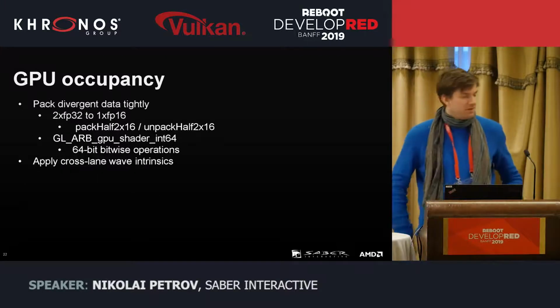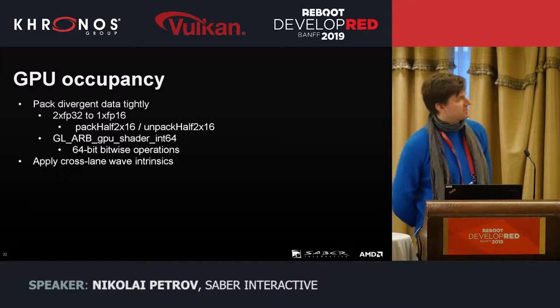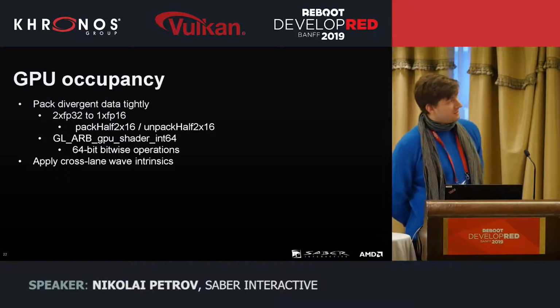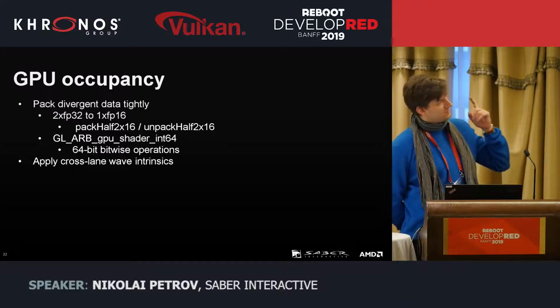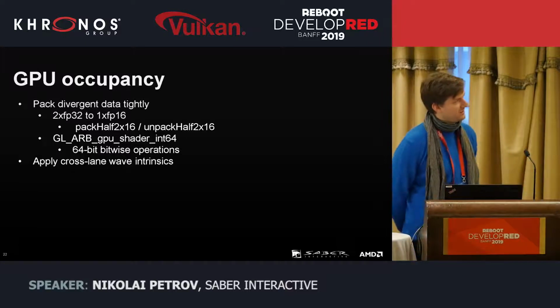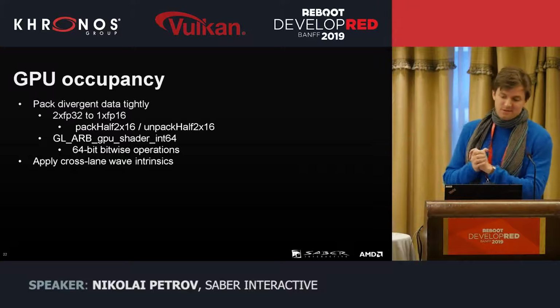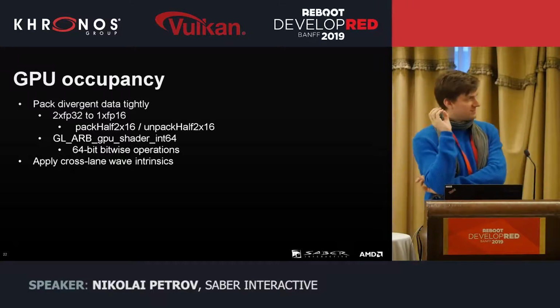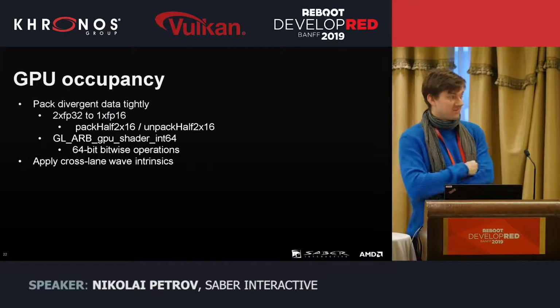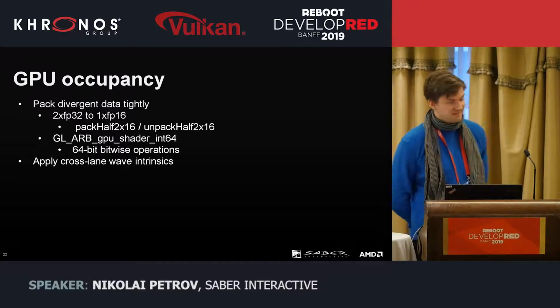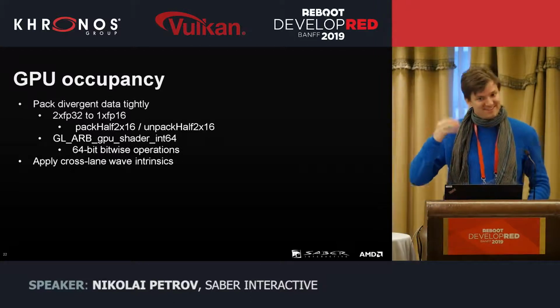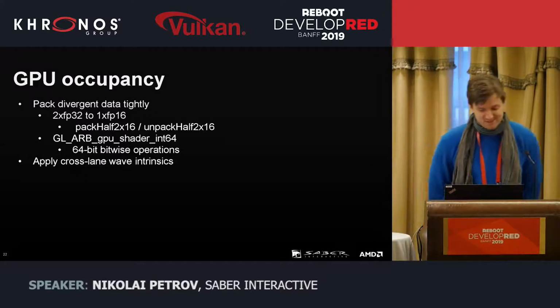We optimize the number of registers in our shaders in different ways. First of all, we apply the cross-lane wave intrinsics. So we accelerate our froxel grid loops by moving some calculations to the scalar registers, which are common for the whole wavefront. I think Jordan should tell you more about this in his part.